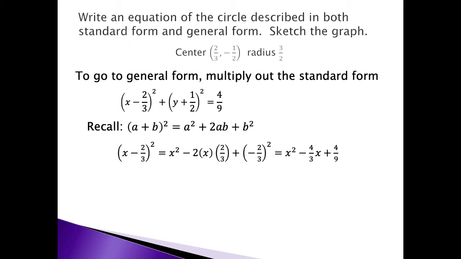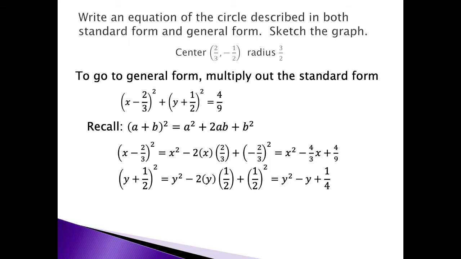But if I use this little formula, then what I have is (x minus 2/3) squared equals x squared minus 2 times x times 2/3, which is minus 4/3 x, plus 4/9. Then (y plus 1/2) squared becomes y squared plus 2y times 1/2 plus (1/2) squared, which is y squared plus y, because 2 times 1/2 is 1, plus 1/4.